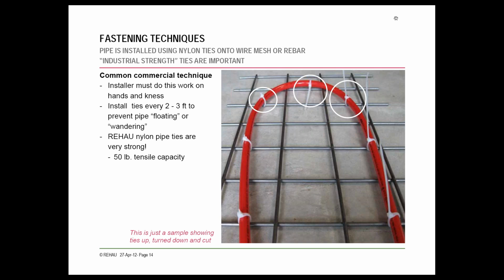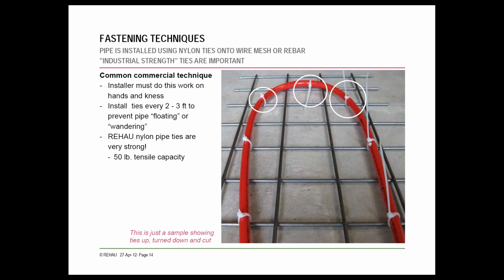All right, I'm going to quickly go through some of the different fastening techniques for these wet installations. This is obviously the most typical, is putting nylon ties connected to wire mesh. In a concrete slab, this is 95% of the installation technique that we see. It's very crude and it's simple and it works very well. It is very time consuming and it hurts your back after you've done a couple hours of it. Because you are going to be putting them every 2 to 3 feet.